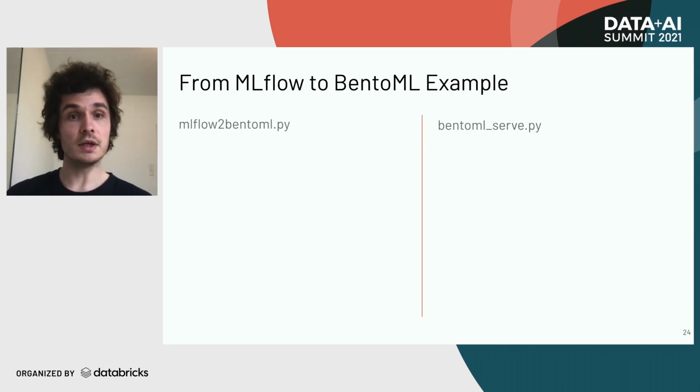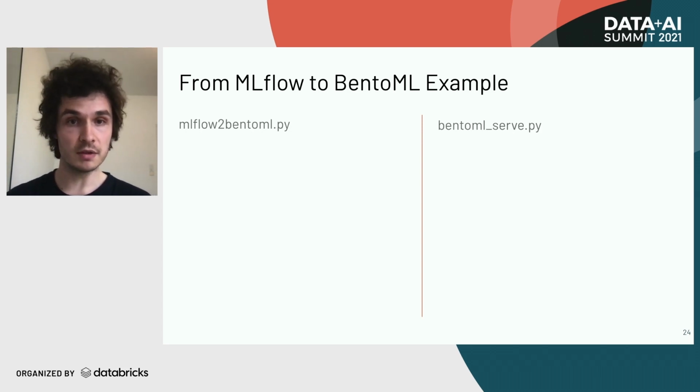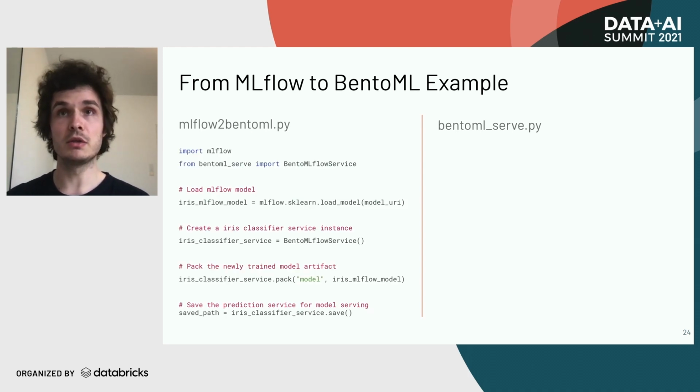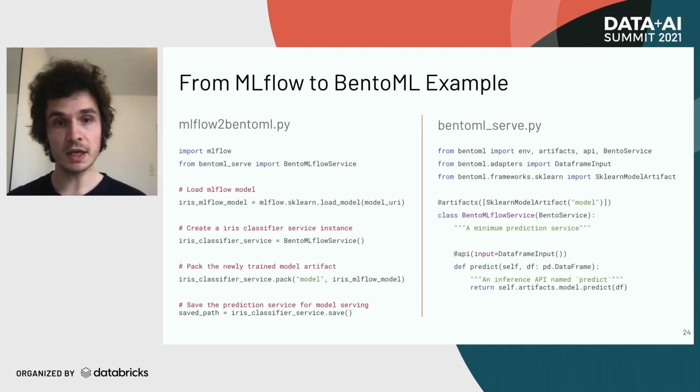So imagine that you have an iris classifier prediction, which is trying to predict the type of iris based on some flower measurements. This is a very classic dataset of scikit-learn. And we have the model already stored in MLflow, and we want to create an online service using BentoML. So we'll need two files. One file to be able to load the model from MLflow to BentoML, and a second one to define the BentoML service. So in the first one, you will need to load the MLflow model. Then you can create an object from the BentoML class and pack the model in the class, and finally save it, and that's it.